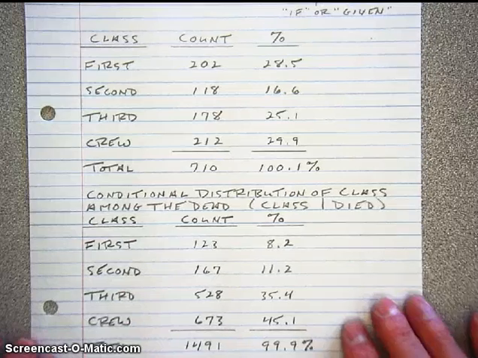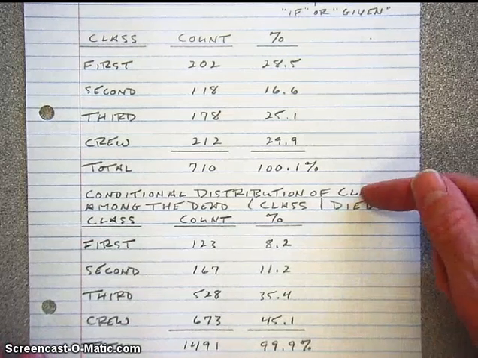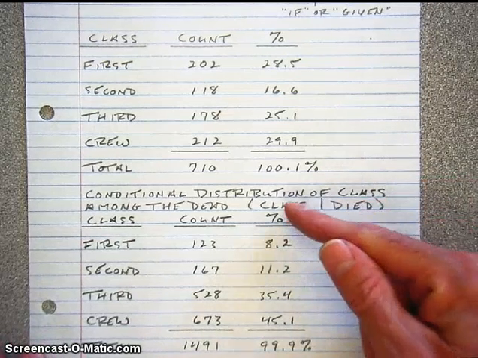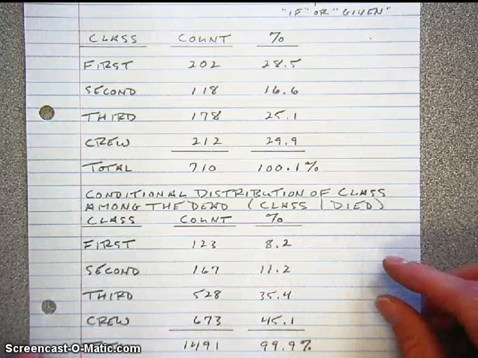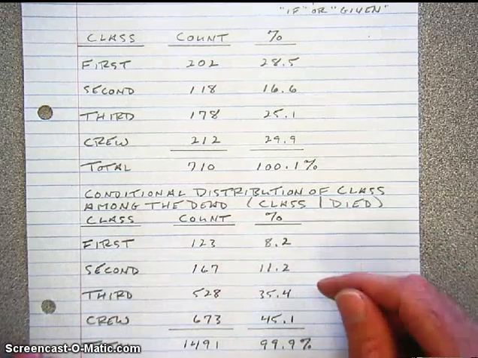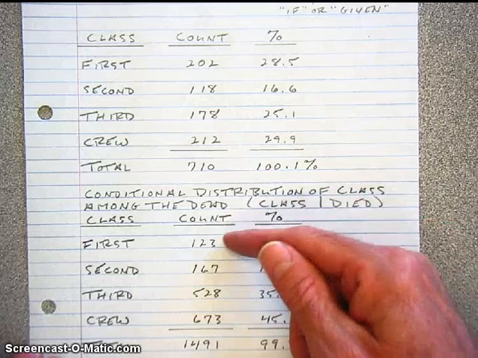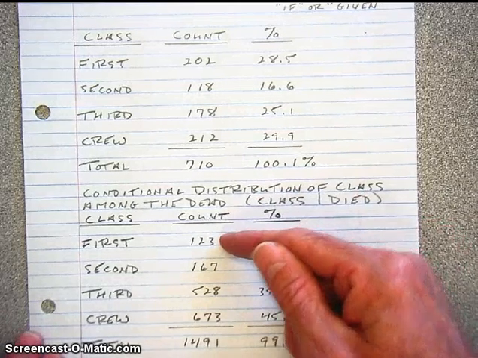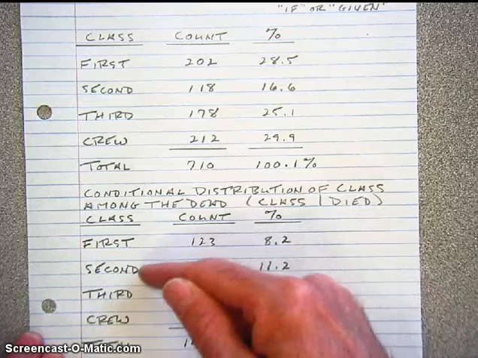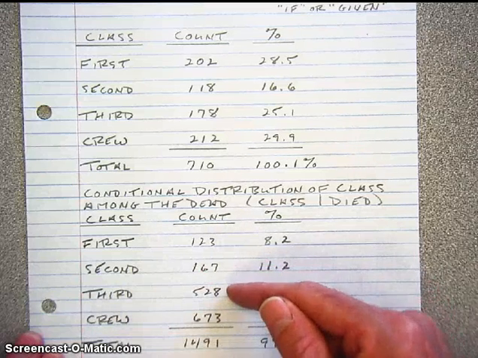Based on that, we have the conditional distribution here of class among the dead. So this is class given that somebody died, and we have our 4 classes again. These are the counts: 123 of the dead were in first class, 167 of the dead were in second class, and so on.